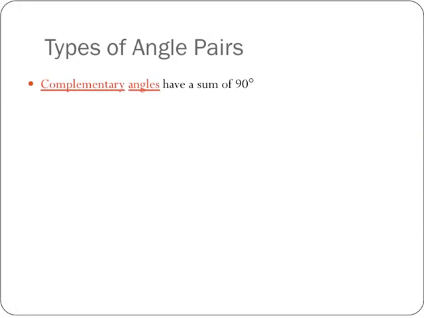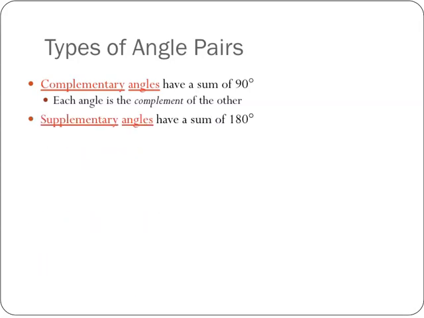So complementary angles have a sum of 90 degrees, and we would say that each angle is the complement of the other. So let's say you have a 20-degree angle and a 70-degree angle. We would say those two are complementary angles. You would also say that the 20-degree angle is the complement of the 70-degree angle.